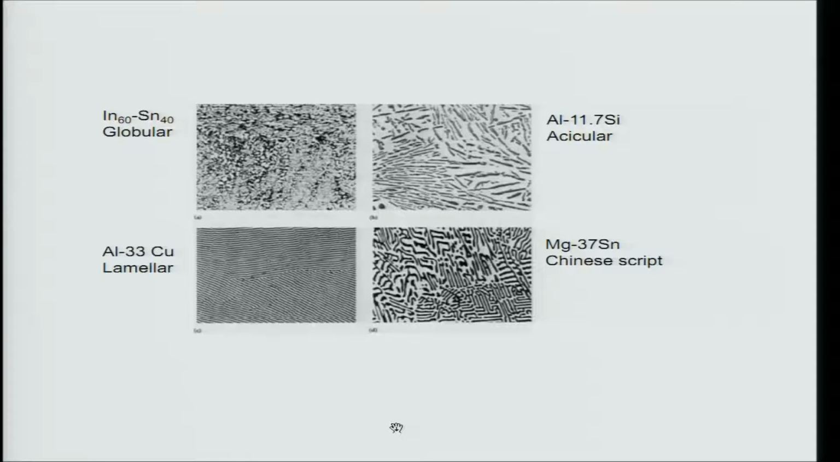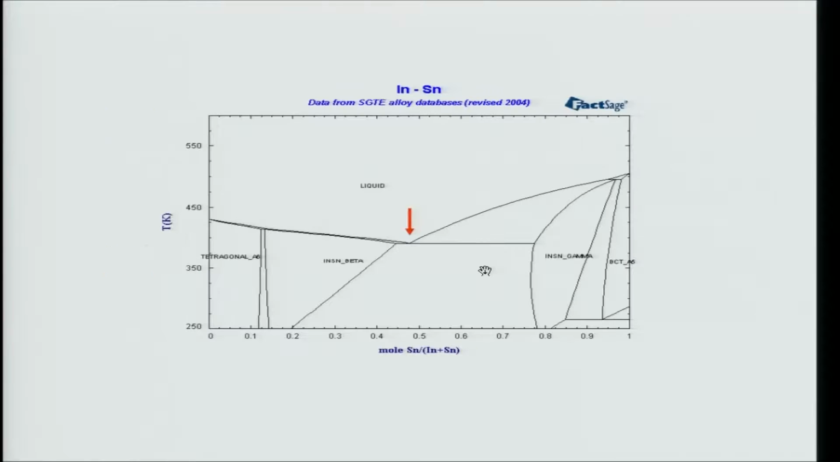So in a nutshell, these are the 4 different eutectics I am showing you together. One is indium tin, a globular eutectic; aluminum silicon, known as acicular or fibrous eutectic; then lamellar, again aluminum copper, and lead tin also lamellar; and there is another type between magnesium tin, the Chinese script type. Chinese scripts are very difficult to understand, they look like a tree, like many things. So any structure which forms like that is called a Chinese script microstructure. This is well documented in the literature.